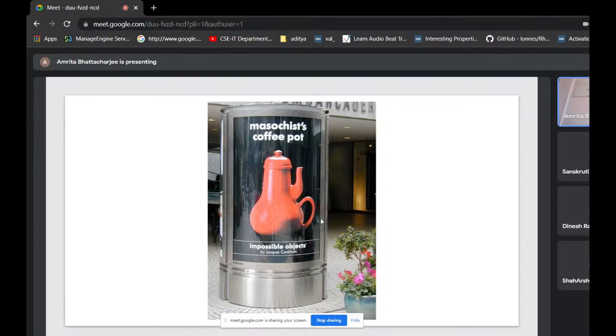So for any design, we need to focus on the functionality of that design. First comes the functionality and then comes the aesthetics. In design, it is called that form follows function. That means the form of any product should be given in such a way that it can serve the functionality of that particular product.